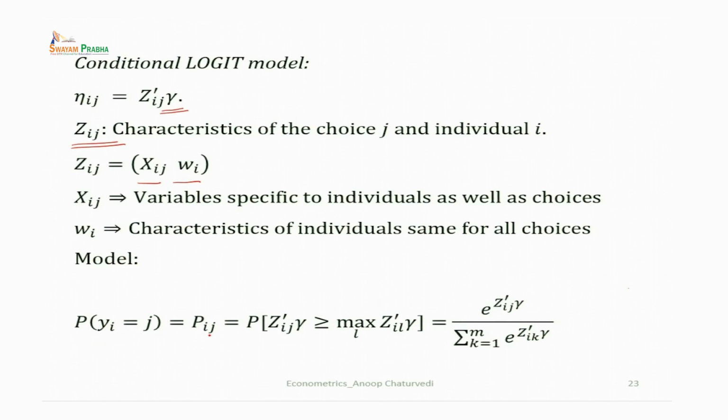So, we consider the model probability y_i equal to j equal to p_ij, and then we write it equal to the probability that z_ij transpose gamma is greater than or equal to the maximum over l of z_il transpose gamma. And then we again use the logistic function here to denote this probability: e to the power z_ij transpose gamma divided by summation over k e to the power z_ik transpose gamma.